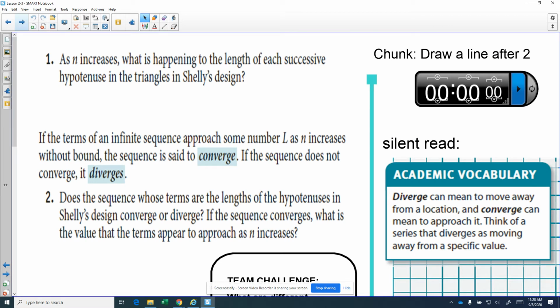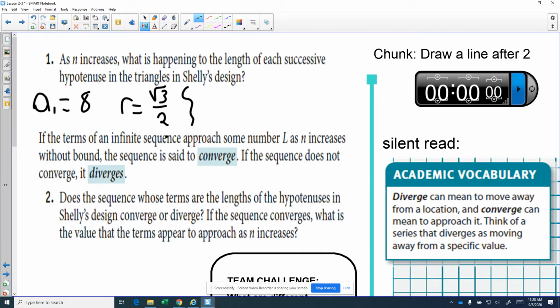So a couple of prerequisites that we need from past lessons we won't need to talk about. We're still continuing with that triangle lesson in which a of 1 was 8 and our ratio was square root of 3 over 2. That was the first concept that we need. We need to know those two pieces of information if we want to continue on.